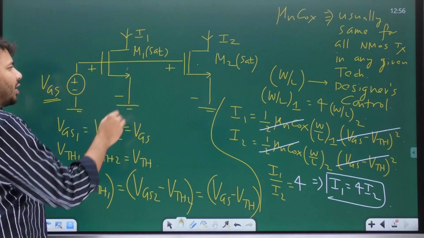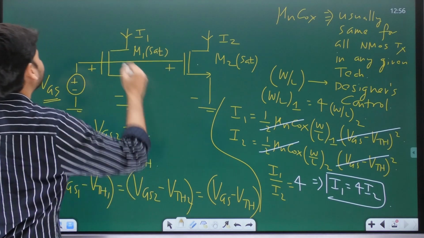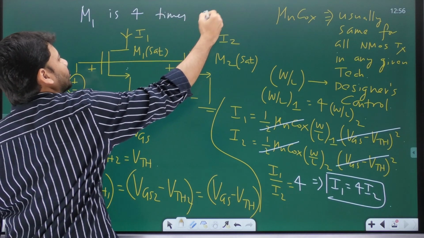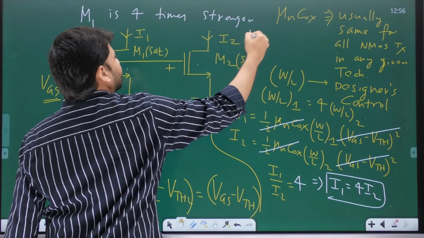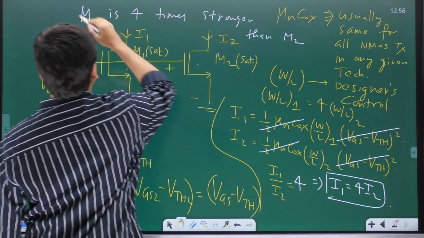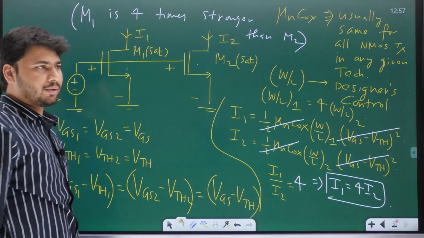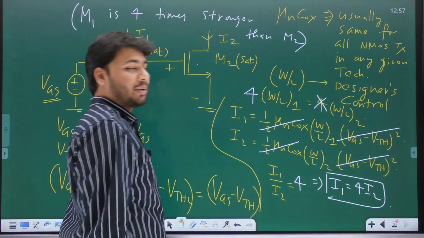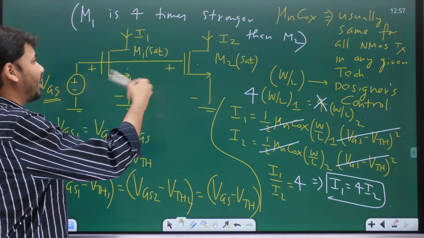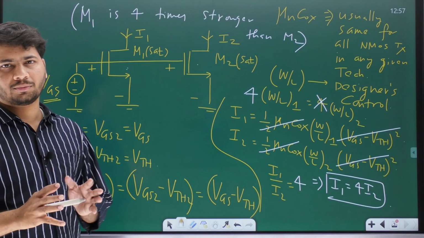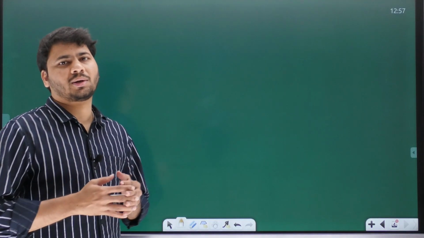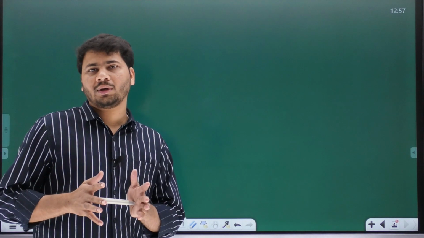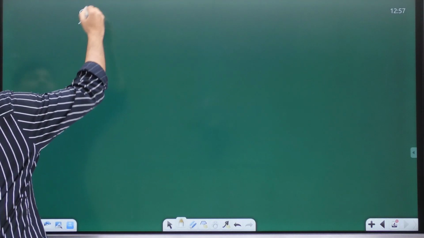Okay, and here for the same overdrive voltage, I1 is 4 times I2. So I can say that M1 is 4 times stronger than M2, because I1 is 4 times I2. Had W by L2 been 4 times W by L1, then you would have to say M2 is 4 times stronger than M1. Okay? So the strength of the transistor, is it not directly proportional to that mu n Cox W by L, which will multiply the square of the overdrive voltage? Yes.